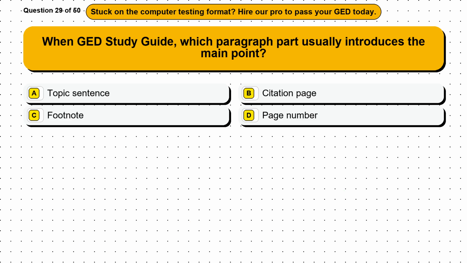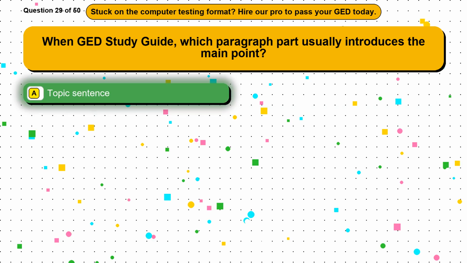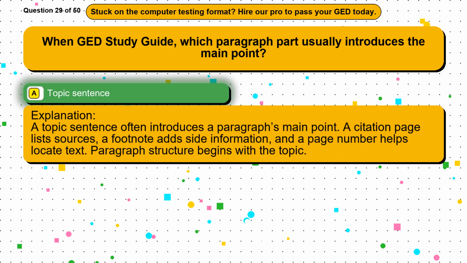Question 29. When GED Study Guide, which paragraph part usually introduces the main point? Option A, topic sentence. Option B, citation page. Option C, footnote. Option D, page number. The correct answer is option A, topic sentence. A topic sentence often introduces a paragraph's main point. A citation page lists sources, a footnote adds side information, and a page number helps locate text. Paragraph structure begins with the topic.